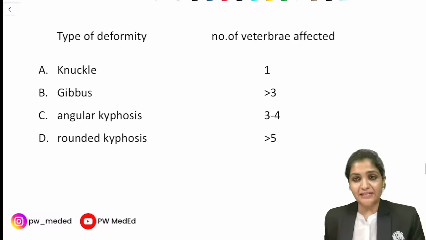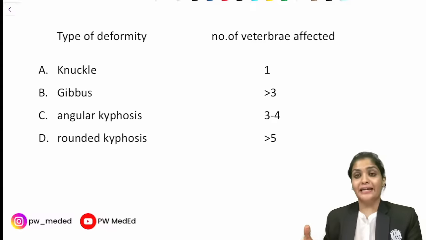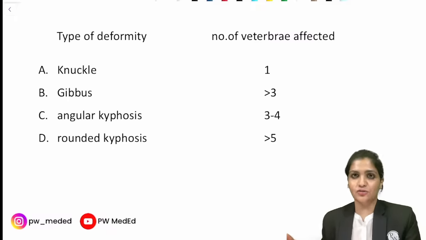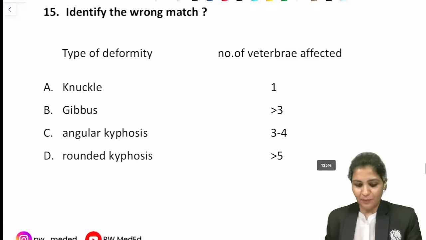So always deformity is described in terms of your distal fragment or distal part. So if the distal part is towards the midline, it is varus. So that is bow legs. If the distal part is away from the midline, it is valgus. So knock knees, right? So this type of deformity.